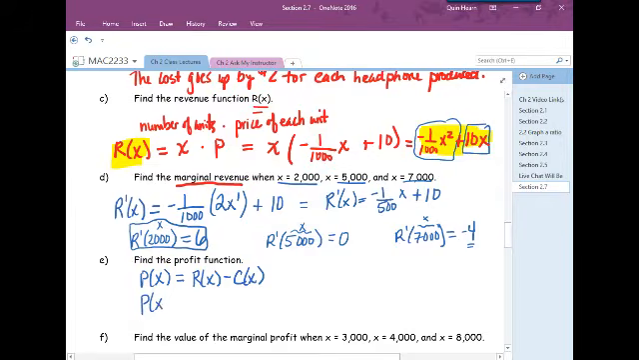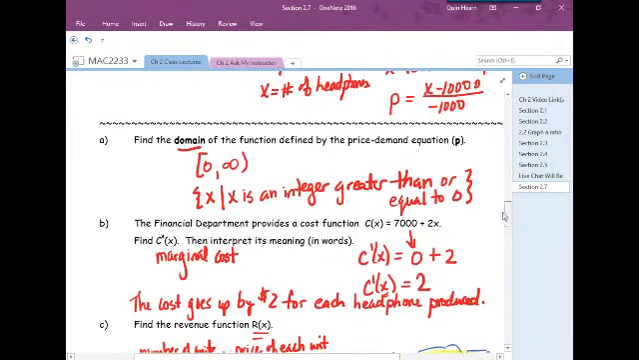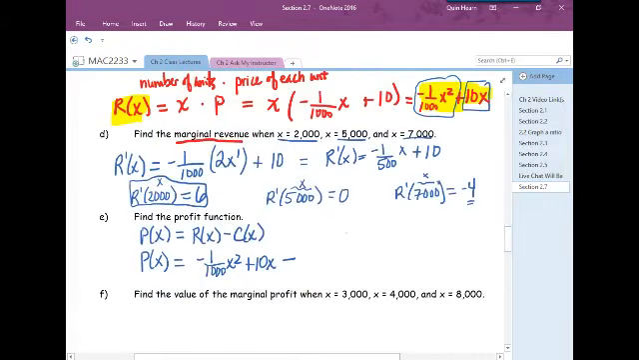So our profit function, P of X, is going to be our revenue function, which was negative 1 over 1,000 x squared plus 10x, minus our cost function, which, if we look way back up here, was given to us to be 7,000 plus 2x. We're subtracting that 7,000 plus 2x. So let's simplify a little bit. So we have negative 1 over 1,000 x squared plus 8x, because we have to subtract 2x from 10x, minus 7,000.